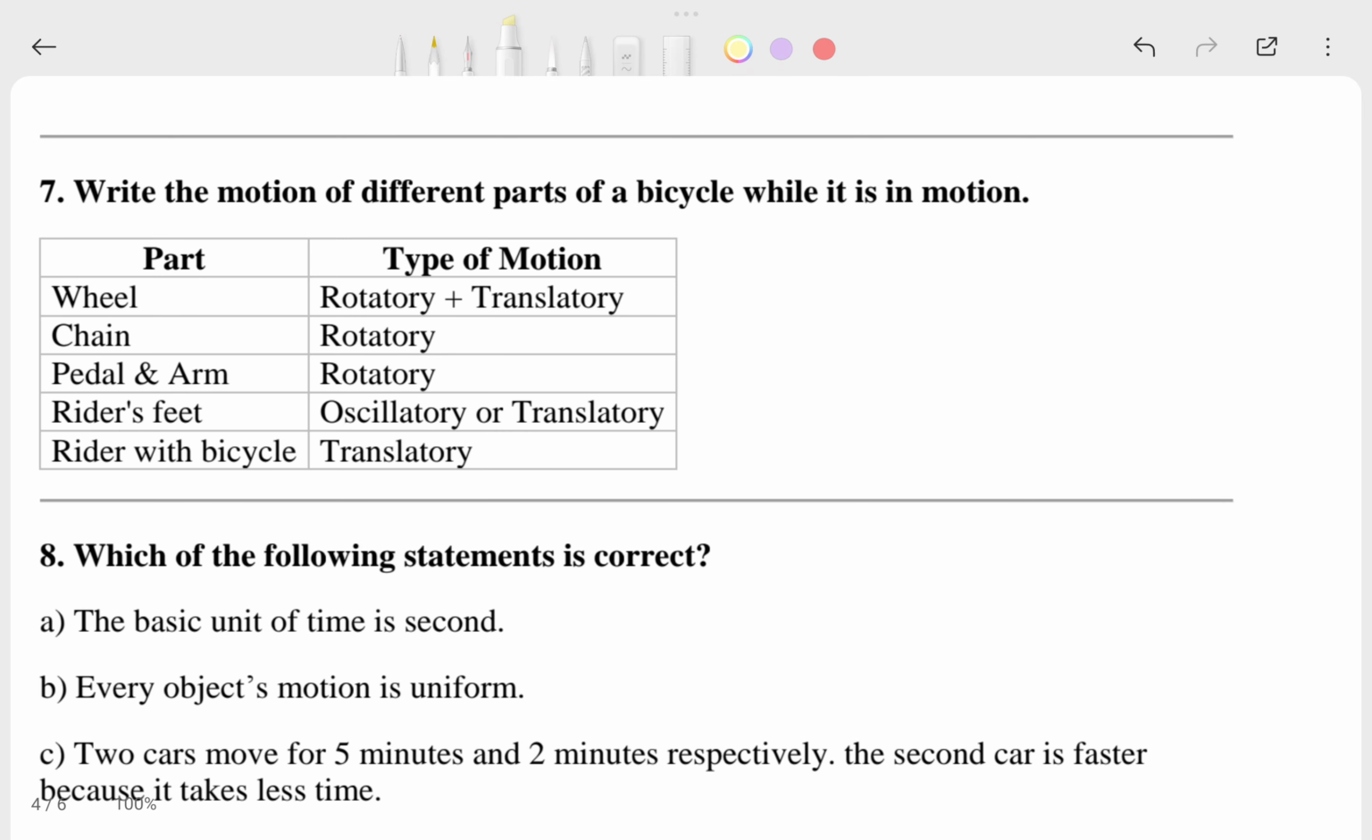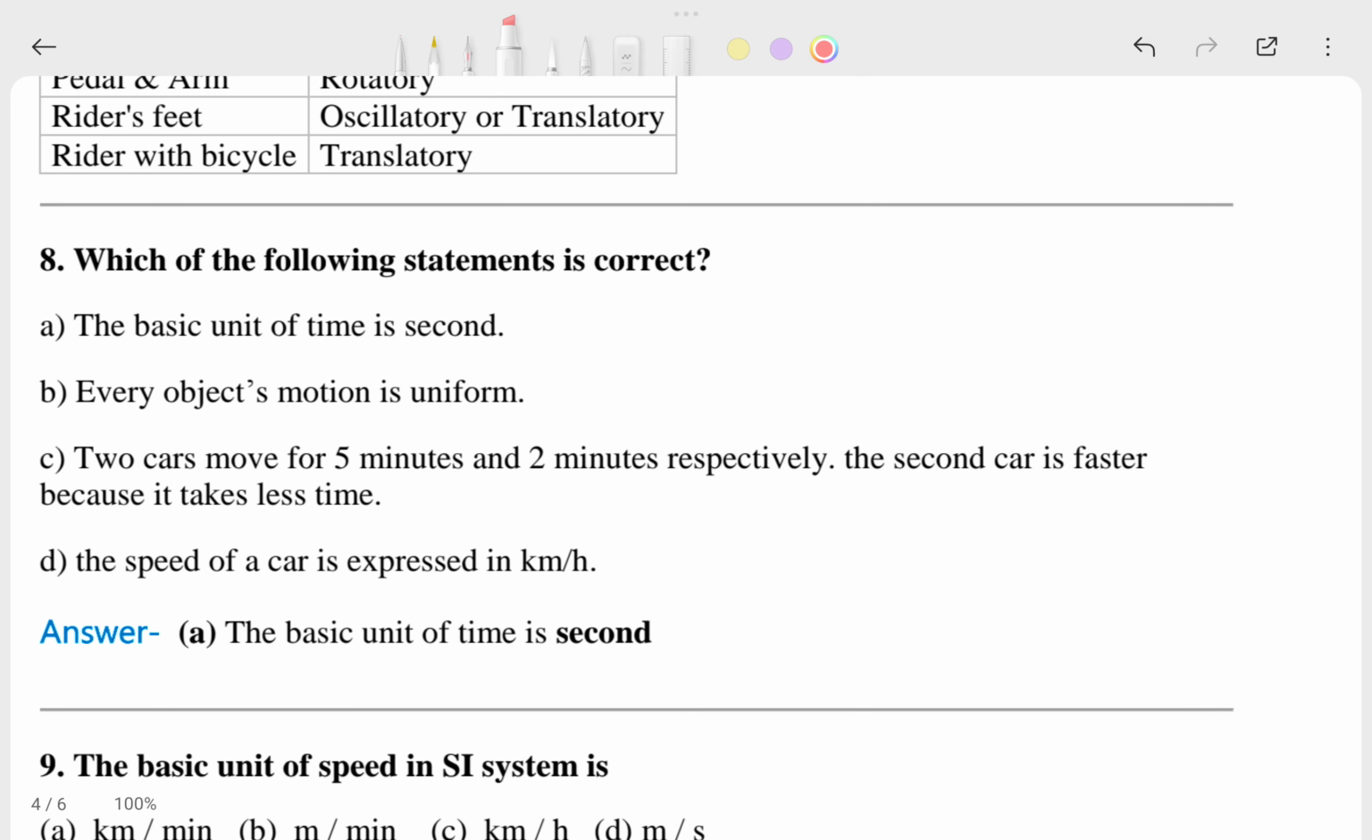So the next question is: write the motion of the different parts of a bicycle while it is in motion. So these are the parts and this is the type of motion: wheel, chain, pedal, rider's feet, rider with bicycle. Okay, so this is question 8.